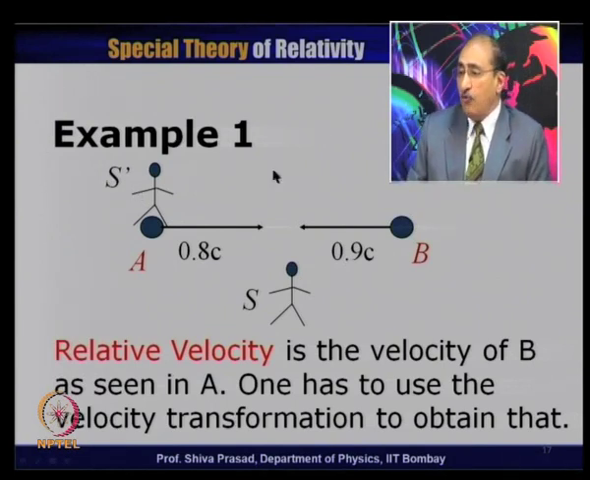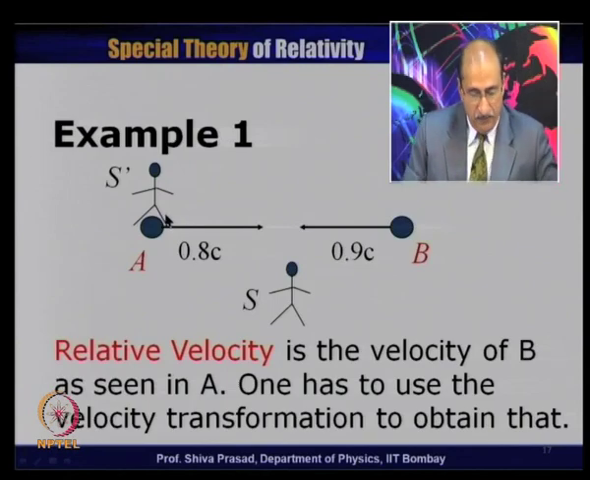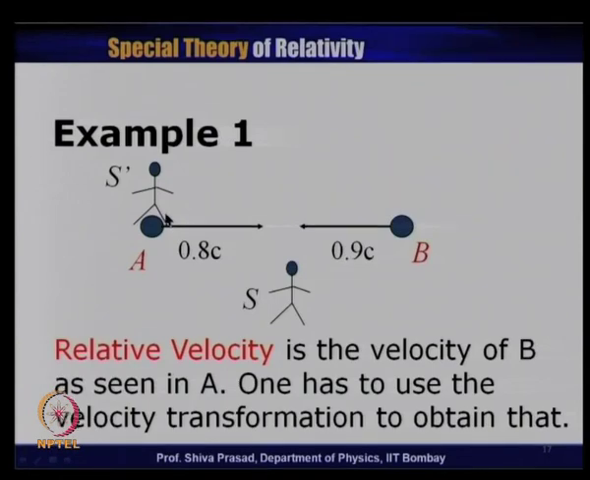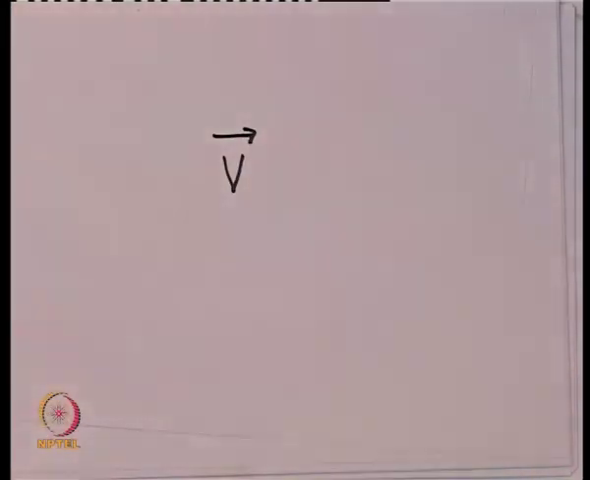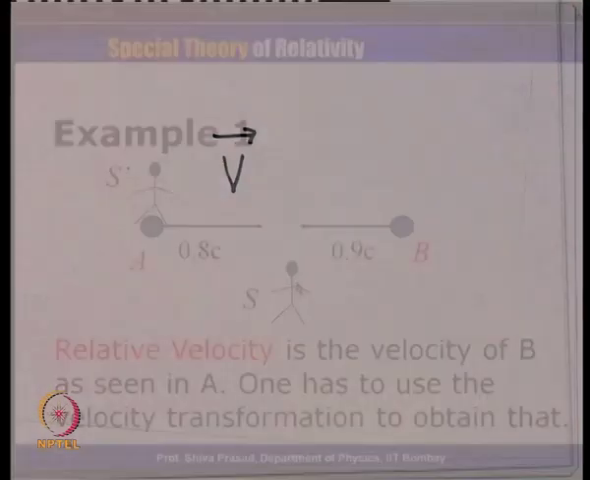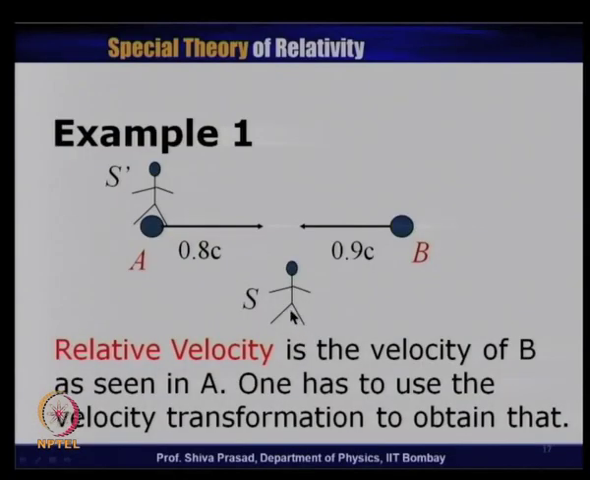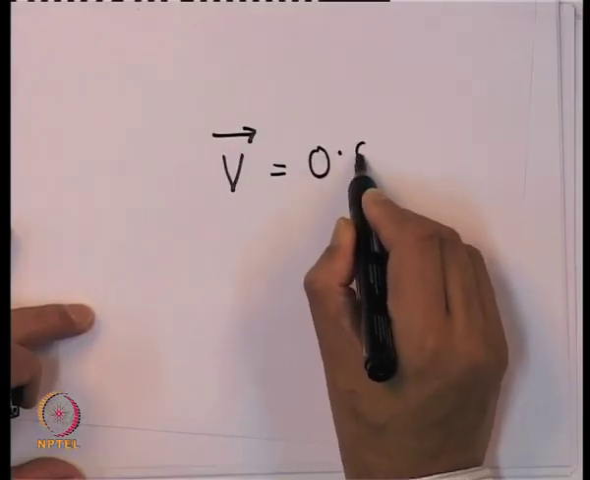Now, if I have to go from S to S prime frame of reference, V, the symbol which we have reserved for the relative velocity between the frames, would be equal to the velocity of A as seen in S frame, because I am changing from frame S to S prime. This S prime frame is linked to particle A. Therefore, V must be equal to 0.8 c.